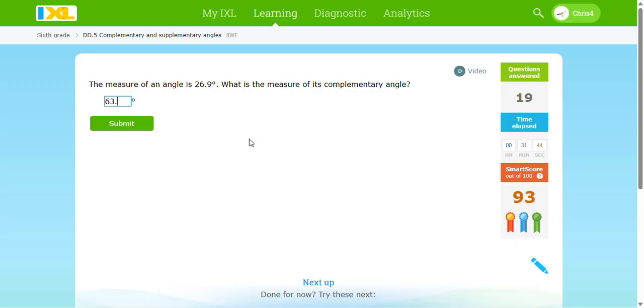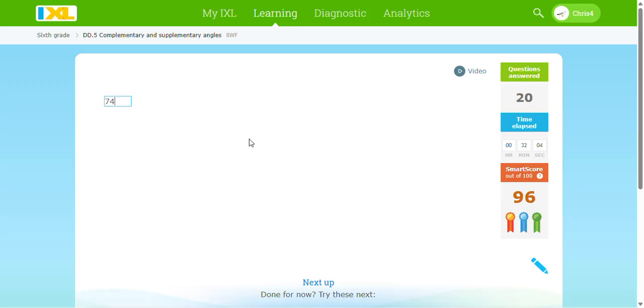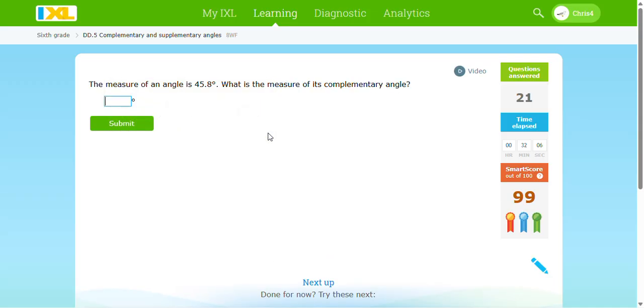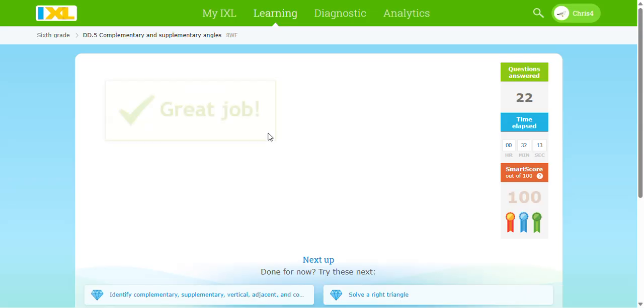It's 63.1. The measure of an angle is 106. What is the measure of its supplementary angle? The answer is easy. No, just kidding. Let's see. Yes. And last question. The measure of an angle, easy. That's 44.2.